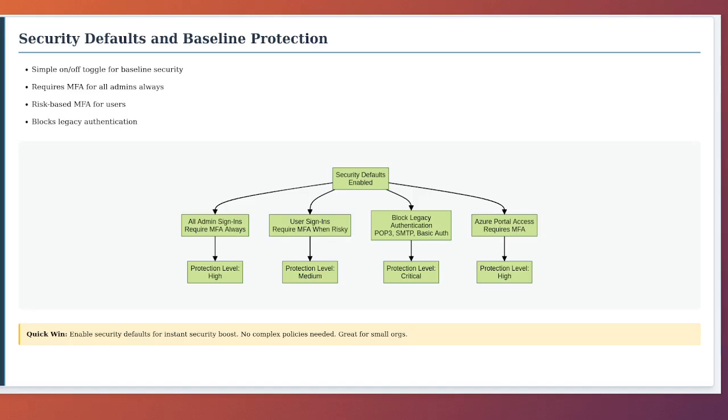Legacy authentication blocking is particularly important because these older protocols cannot enforce multi-factor authentication. If you allow basic authentication from mail clients, attackers who compromise credentials can bypass multi-factor authentication by using these protocols. Security defaults protect against this by completely blocking these authentication methods. For organizations that truly need legacy authentication for specific scenarios, they must disable security defaults and use conditional access to implement more granular policies that might allow legacy auth from specific IP addresses while blocking it everywhere else.